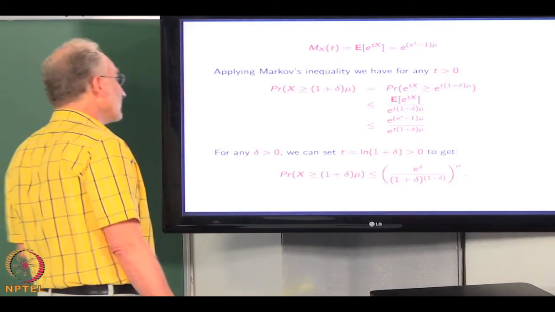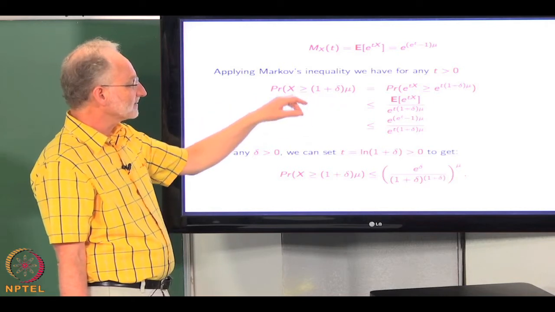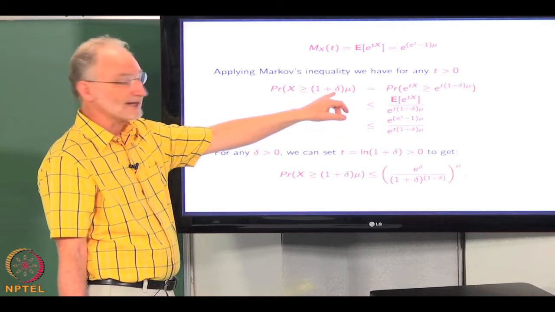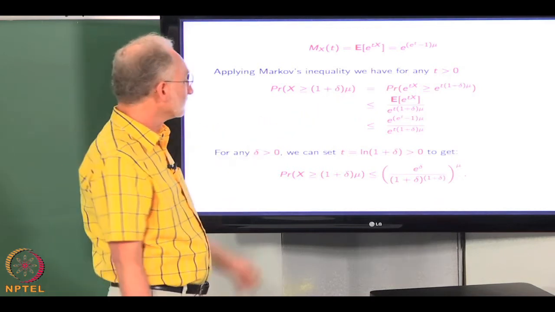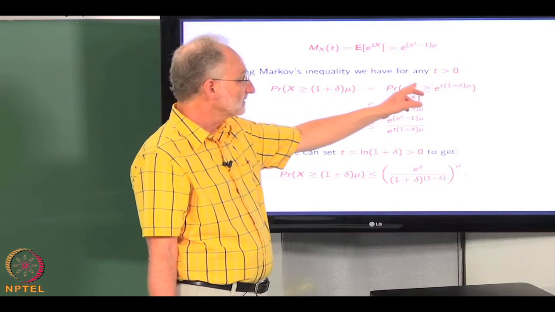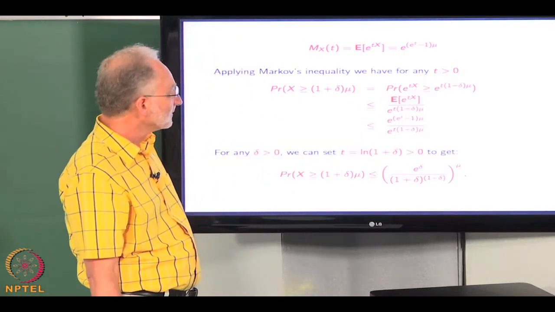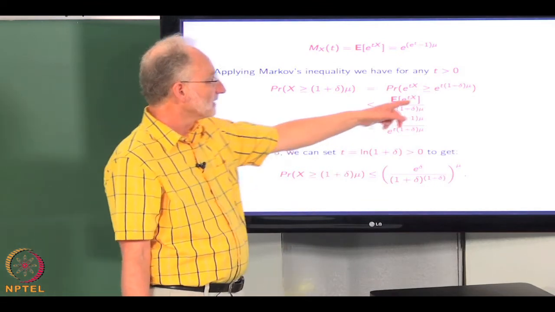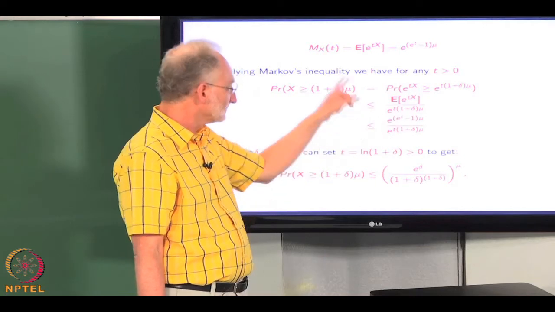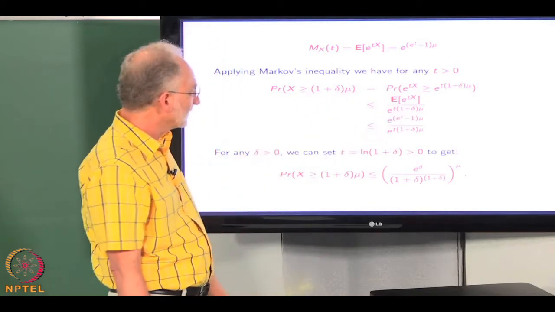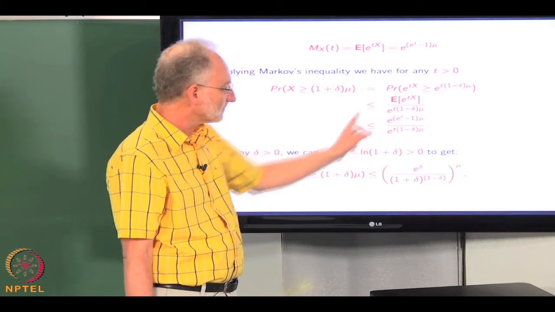Okay, so now we apply the Markov inequality. So the probability that X is delta away from its expectation, it's the probability that e to the tX is greater than e to the t(1 plus delta)mu. And now it's bounded by the expectation of this random variable divided by the value. Okay, and the expectation we computed is this value, and so we have this bound.